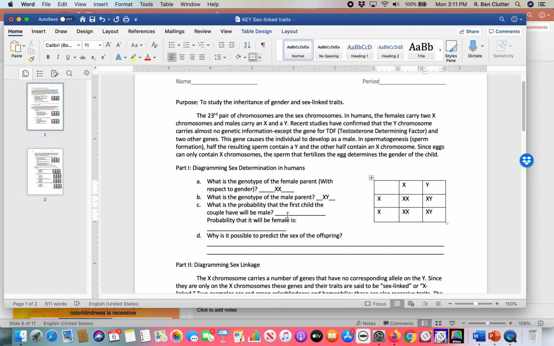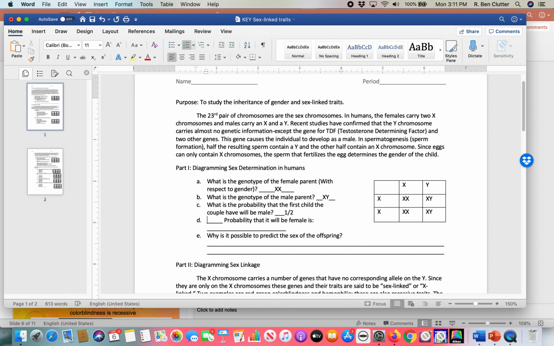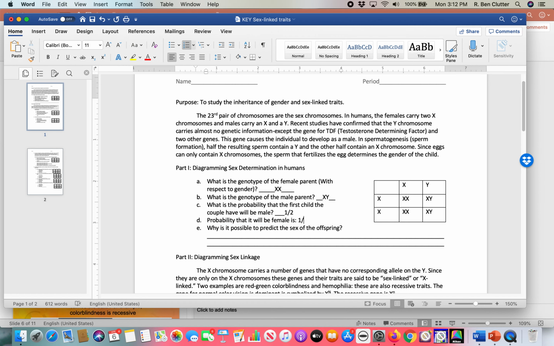So what's the probability that the first child will be a male? It is a 1 in 2 probability, and that is written as a fraction, by the way. That's how you write probability. It's a 1 in 2 chance. So the probability that it will be female, again, is 1 in 2 because 2 of the squares are female, and there are 4 total squares with our answers in it. So these are the four squares that can be answer type squares. Okay, so those are our answers.